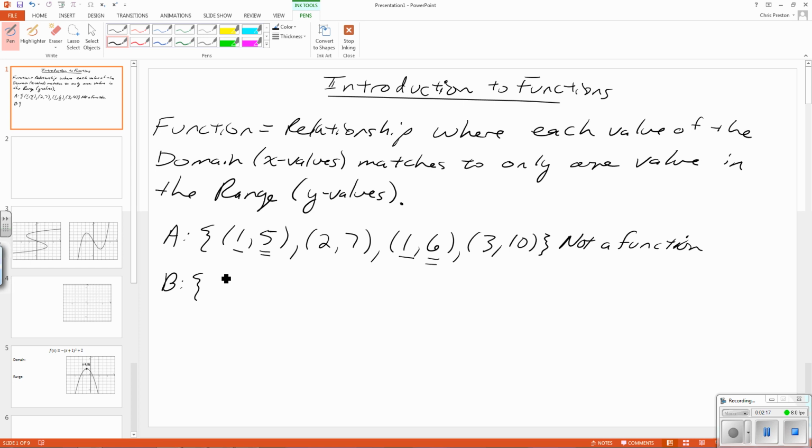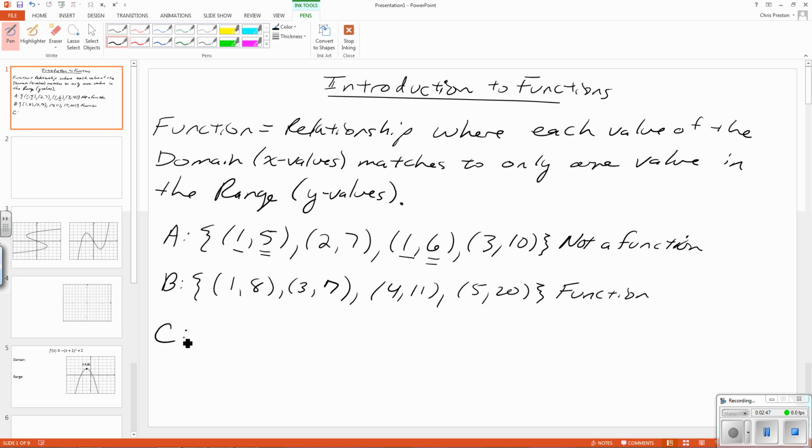So a more typical type of thing would be something like (1, 8), (3, 7), (4, 11), (5, 20). So if I say x is 1, you'd say 8 is y. X is 3, we got 7 for y. X is 4, you got 11 for y. X is 5, you got 20 for y. So that's a function.